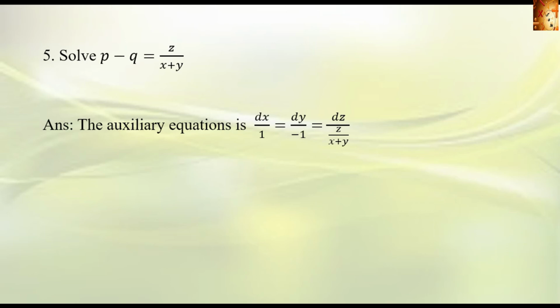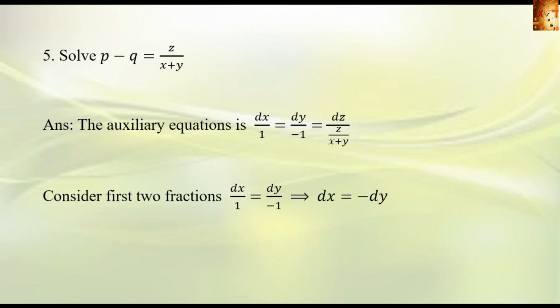Similarly, next problem, p minus q equal to z divided by x plus y. Here the auxiliary equation is dx divided by 1 equal to dy divided by minus 1 equal to dz by z divided by x plus y. Considering the first two fractions, we get dx equal to minus dy. On integrating, we get x plus y equal to a as the first solution.